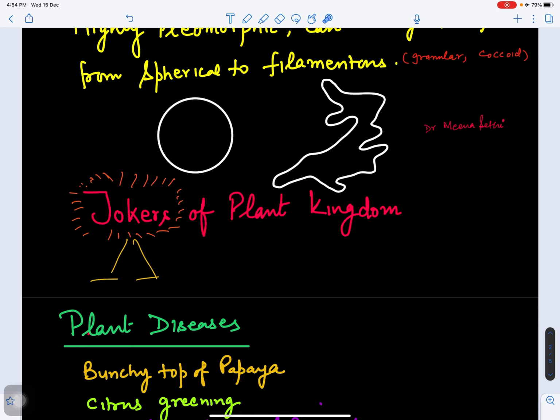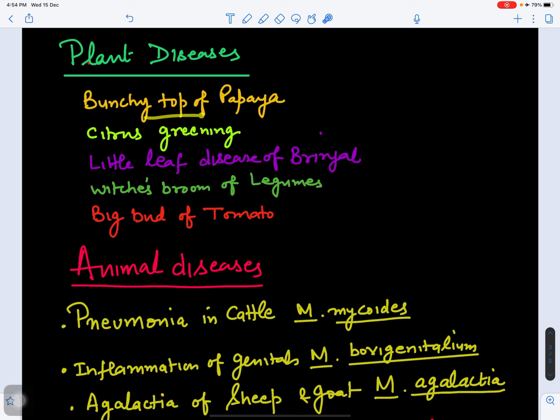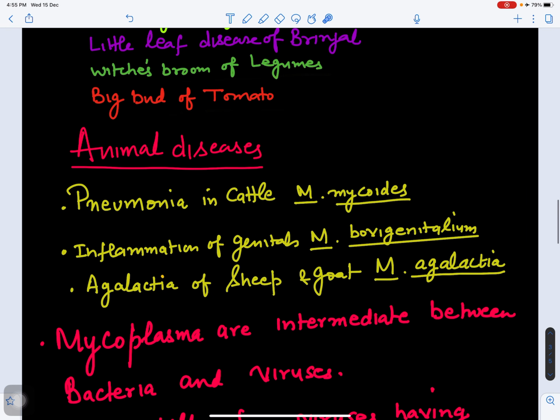Now, we have discussed that mycoplasma can cause diseases. So, it can be pathogenic in nature. It can cause diseases in plants like bunchy top of papaya. They can even affect citrus fruits, causing greening of the citrus fruit. Then, leaf development is affected in the brinjal plant. Then, witches' broom of legumes, big bud of tomato. Then, in animals, they can cause pneumonia in cattle by Mycoplasma mycoides, inflammation of genitals by Mycoplasma bovigenitalium, then agalactia of sheep and goat, caused by Mycoplasma agalactiae.